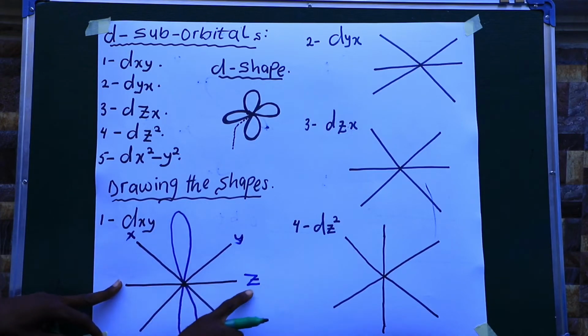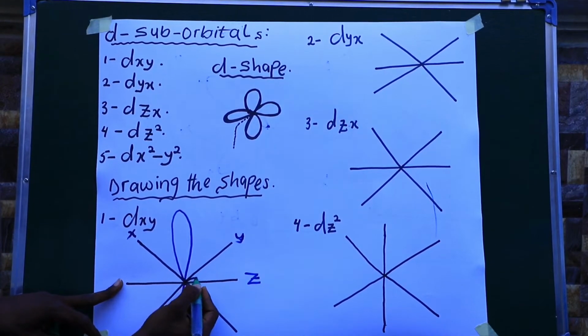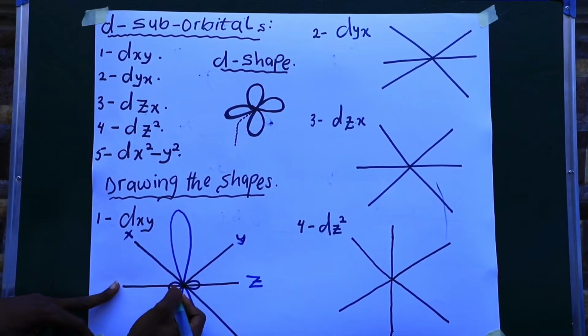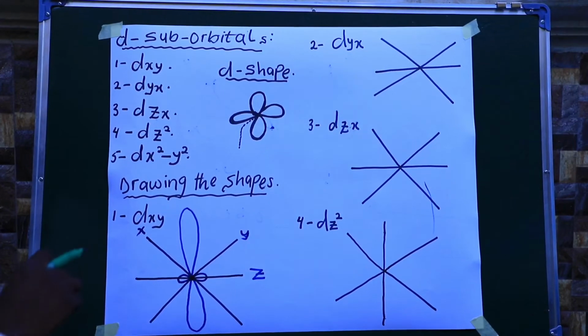And after drawing x and y, then the z, that is the missing variable, then we draw a small amplitude. Now let's move to number 2.